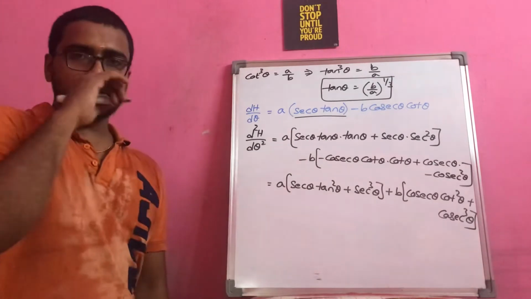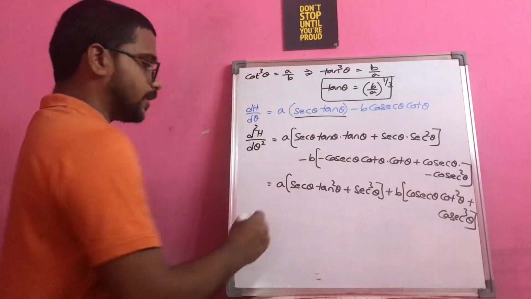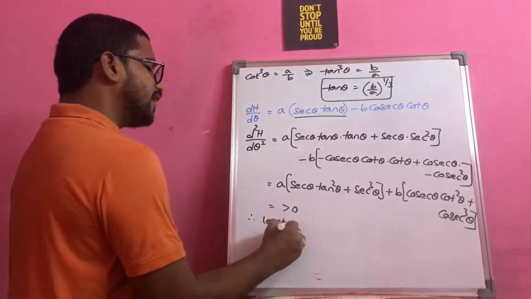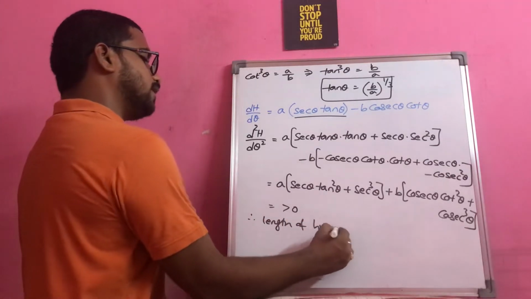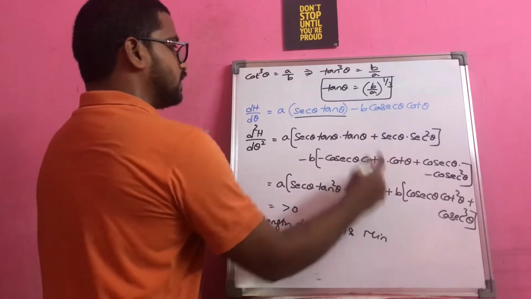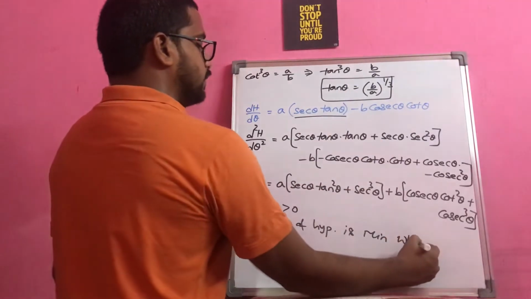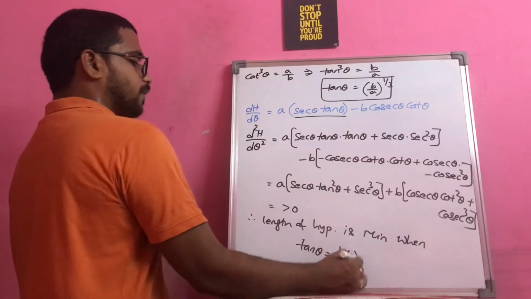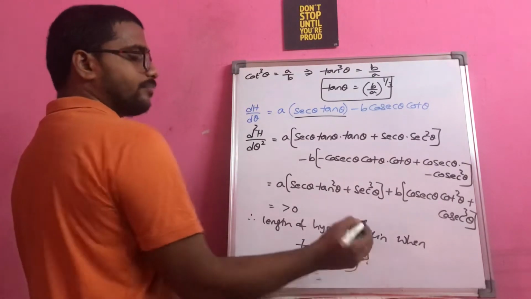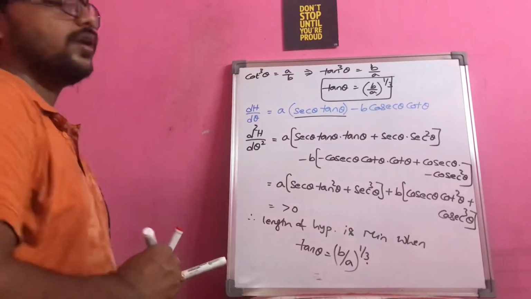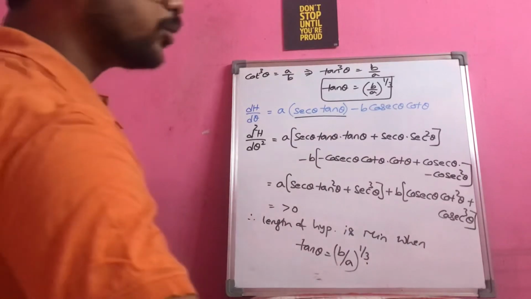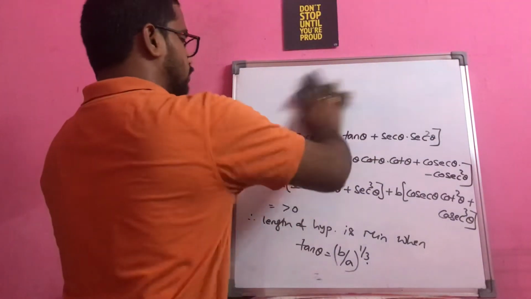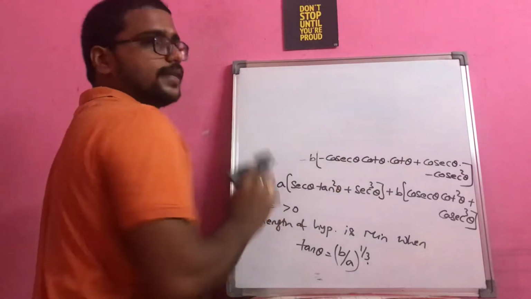So you see here there is no negative term at all. That means this value will obviously be greater than 0. Therefore, the length of hypotenuse is minimum for this theta, when tan theta is equal to b by a whole power 1 by 3. But this is not our requirement. They are asking us to prove that the minimum length of hypotenuse is something like a power 2 by 3 plus b power 2 by 3, something like that, right?